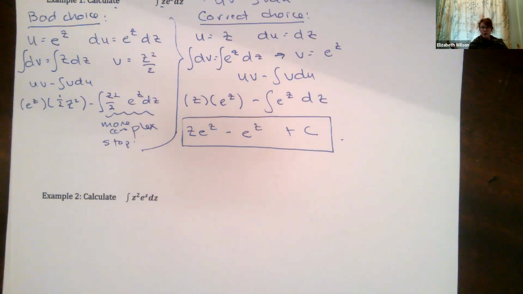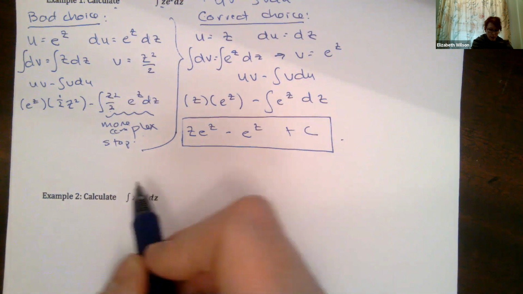We can do integration by parts as many times as we need to in order to integrate a function. We just have to keep track of all those pieces, especially that u times v, all those pieces that we're accumulating every time we do the integration by parts. So let's do an example where you can see what that looks like. Okay, in this case, I'm not going to show you the bad choice.